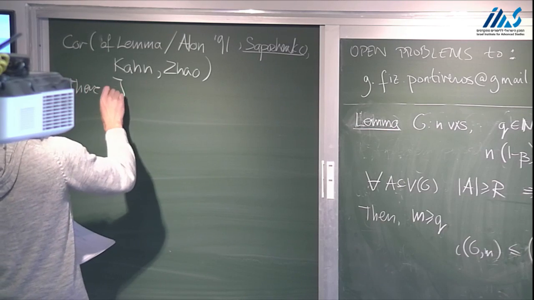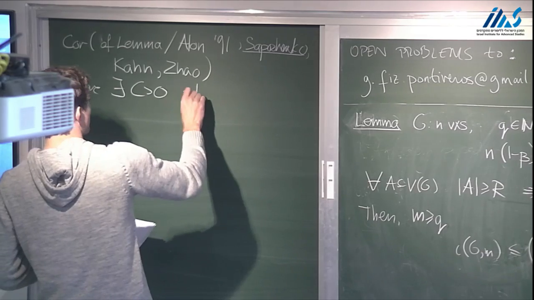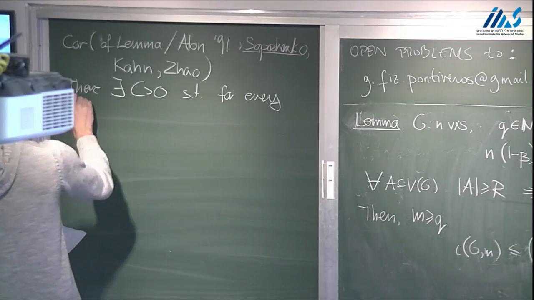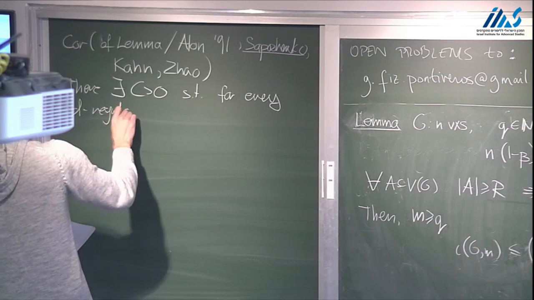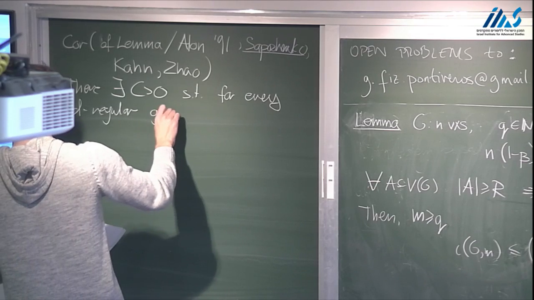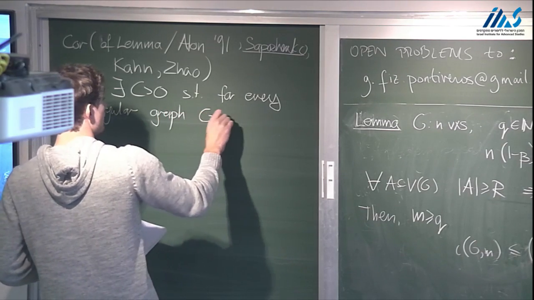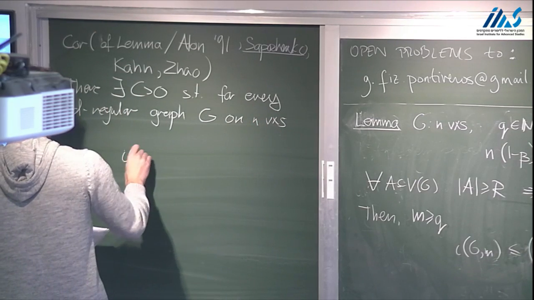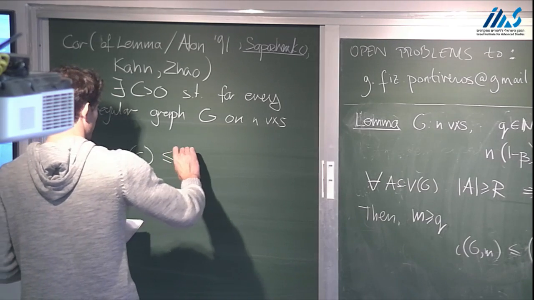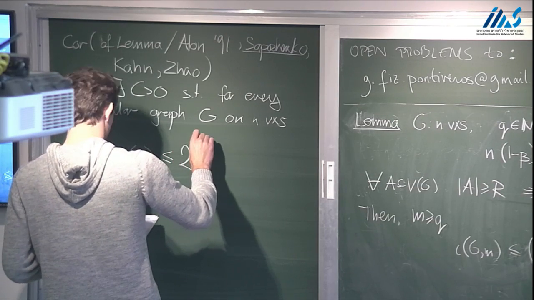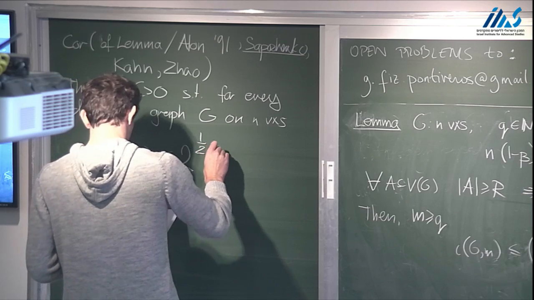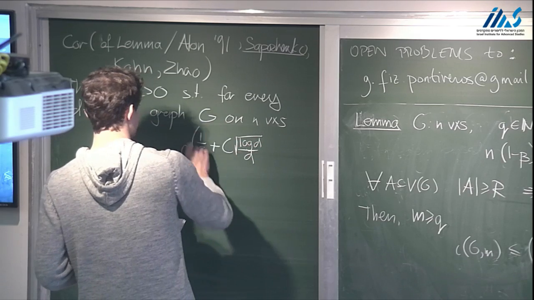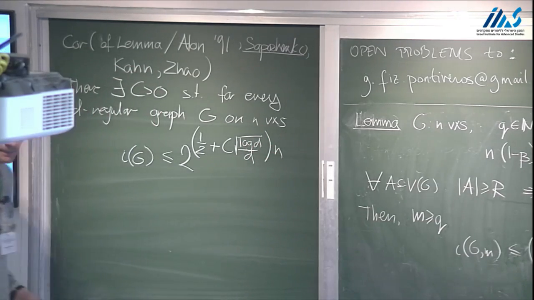There exists a constant C such that for every d-regular graph G on n vertices, the number of independent sets in G is at most 2 to the (1/2 plus C times square root of log d over d) times n.